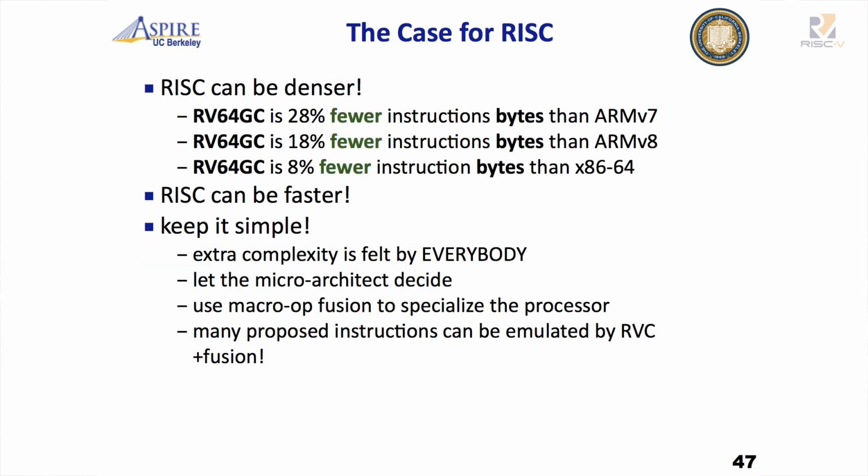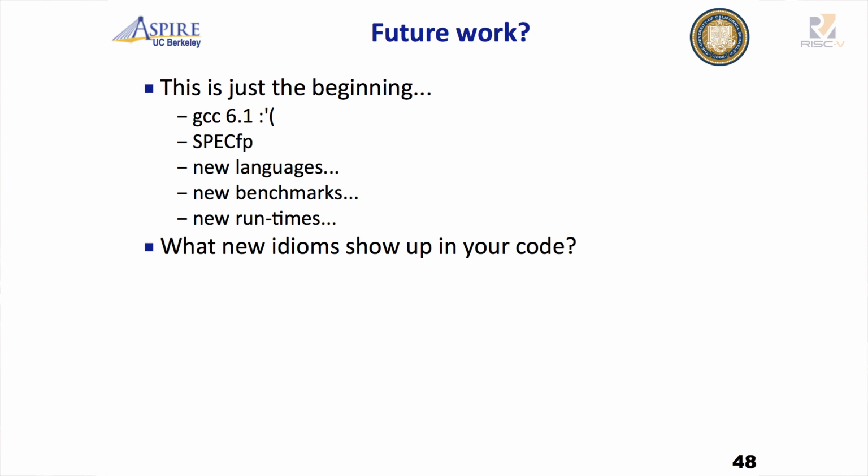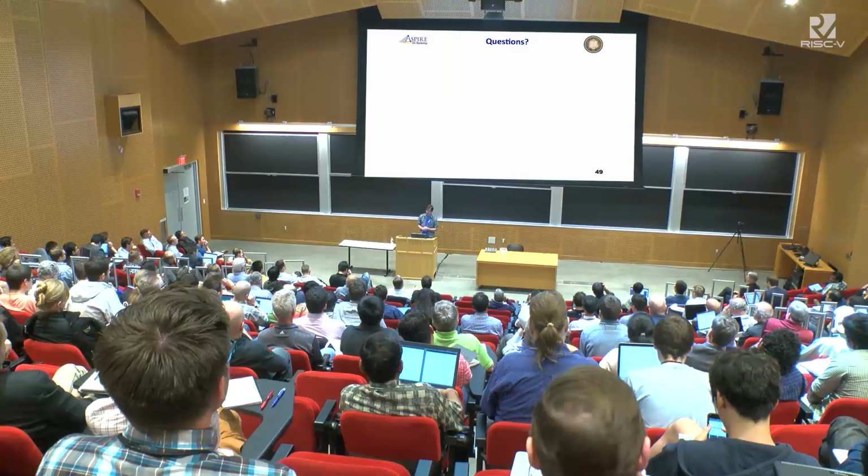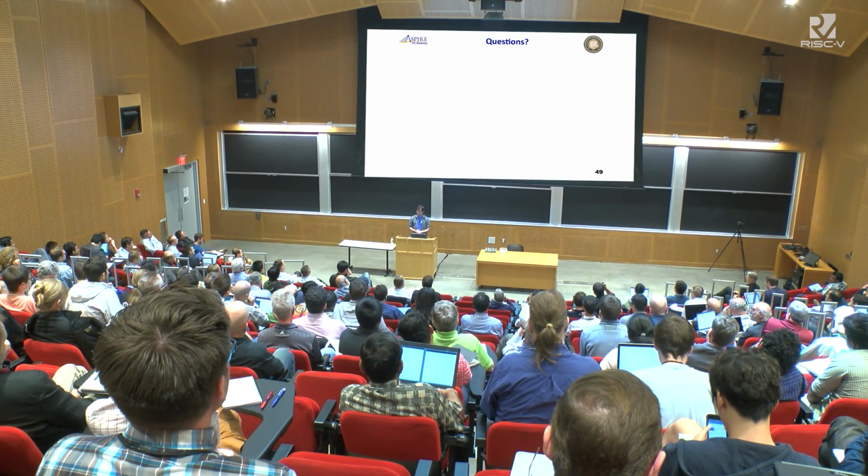So with that, I think we made a pretty good case for RISC. We can be denser, we can be faster, and the nice thing is, particularly for an open source community, for an open source ISA, any extra complexity is felt by everyone. So with this technique, the microarchitect can decide how much complexity they want to bite off. And in terms of future work, I give this out to you guys. I'd love to see some more evaluations in terms of new languages, new benchmarks, new runtimes, and I'd like to see what idioms show up in your code. And so with that, I'll yield my time to questions.